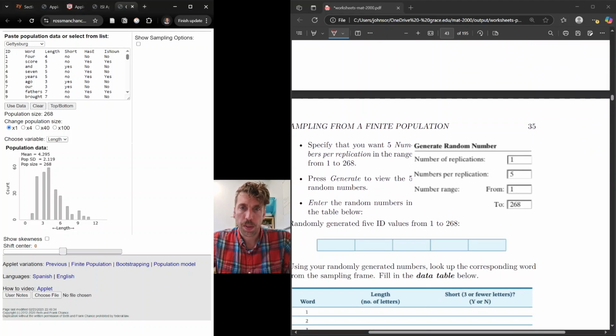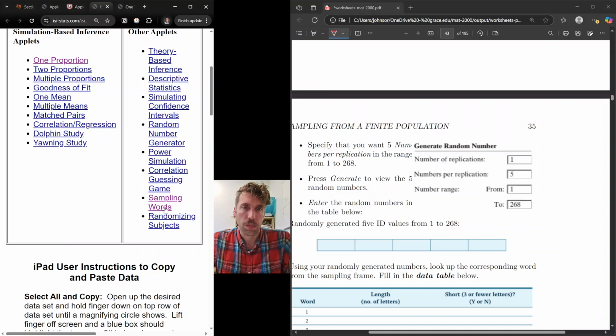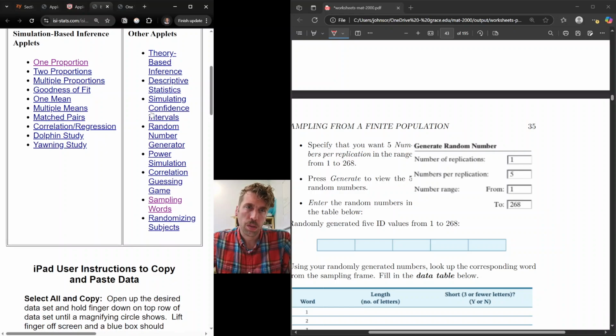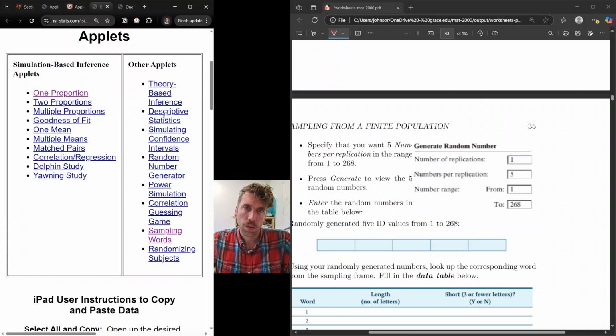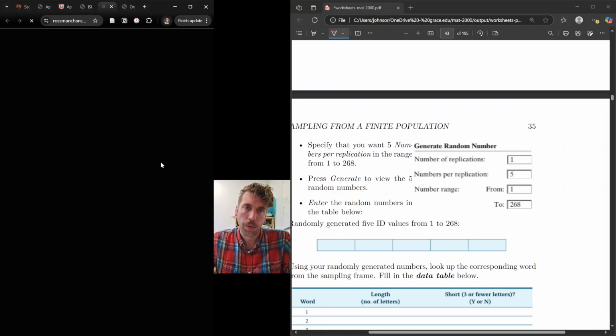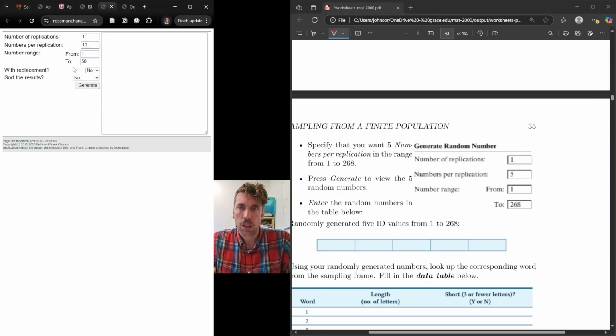Okay, specify that you want 5 numbers per replication in the sample. So number of replications. No, this is the wrong one. I want the random number generator. That's what I want. Okay, number of replications 1, numbers per replication 5, number range 1 to 268.